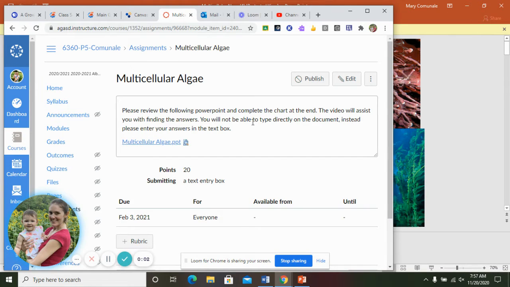Hey guys, today we're going to be looking at this multicellular algae assignment. It says, please review the following PowerPoint and complete the chart at the end. The video will assist you in finding the answers. You'll not be able to type directly on the document. Instead, please enter your answers in the text box.